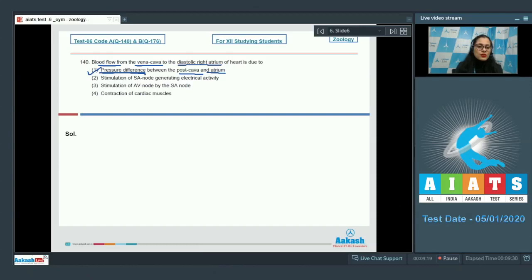Whereas rest of the options, stimulation of SA node generating electrical activity, option number 2, stimulation of AV node by the SA node, option number 3, and contraction of cardiac muscles, option number 4, these events are responsible for causing contraction of heart muscle or cardiac muscles and for systole rather than diastole. So the correct answer to this question is option number 1. Let's move on to the next question.